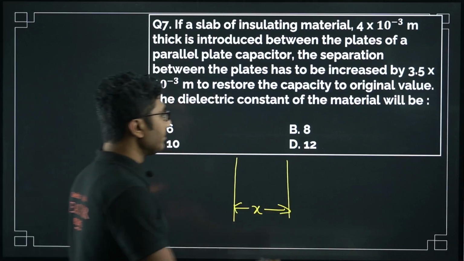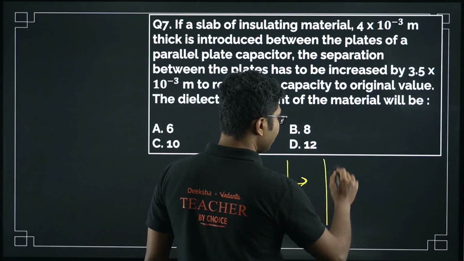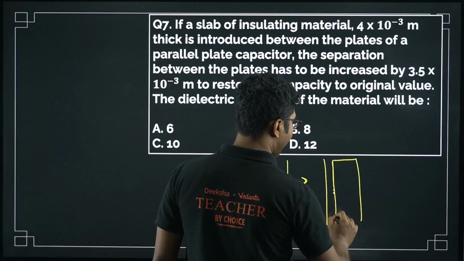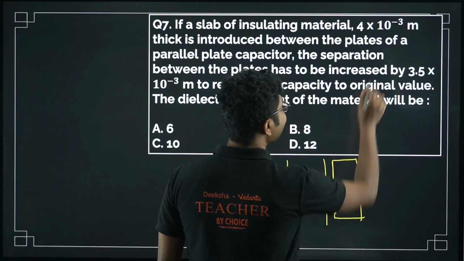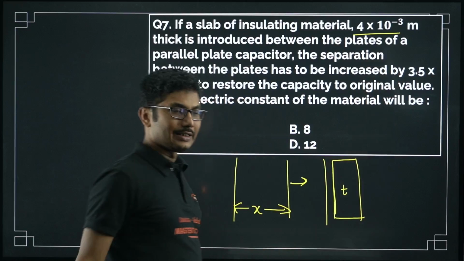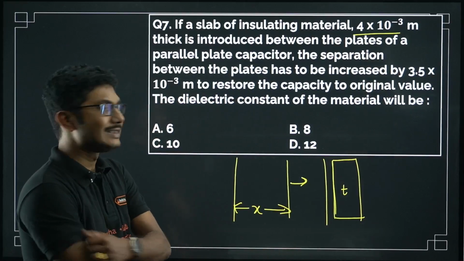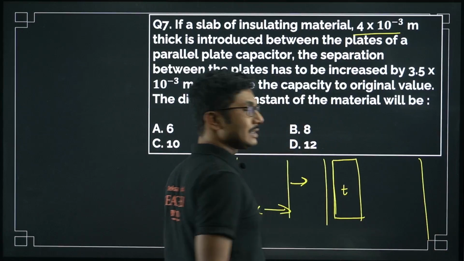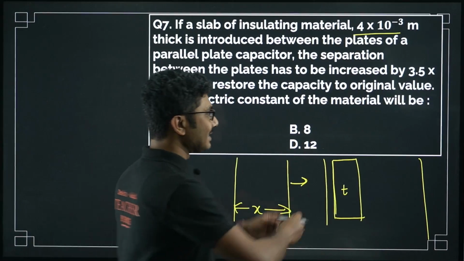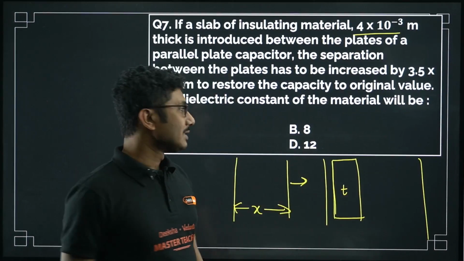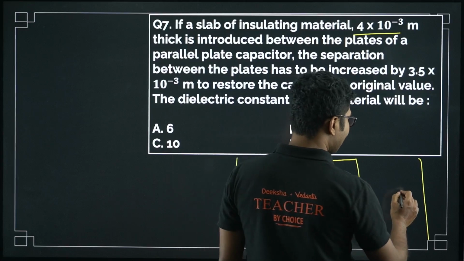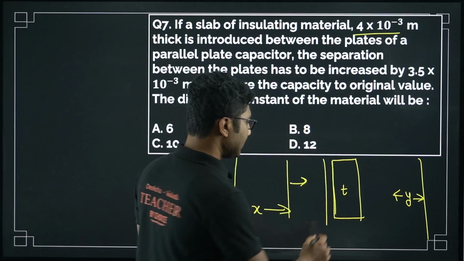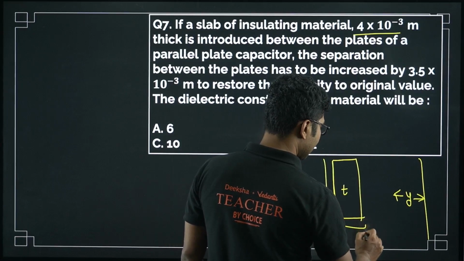Now you introduce a new slab of thickness, say t. It is given here, thickness given here, this is t. If you insert a thickness t, to keep the same capacitance, you have to increase the distance of the plates by some amount, say y.